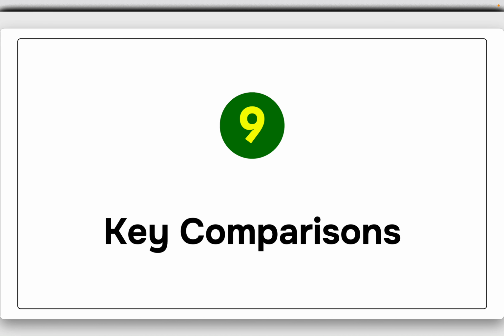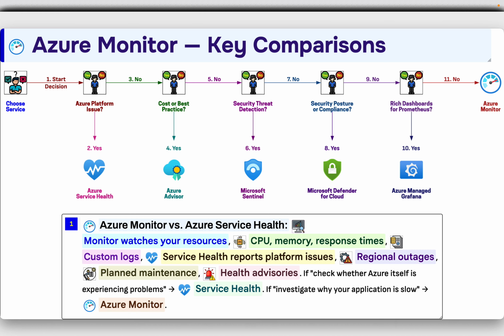Ninth topic is key comparisons. So first one, Azure Monitor versus Azure Service Health. Azure Monitor watches your resources like CPU, memory, response times, and custom logs. Azure Service Health reports Azure platform issues like regional outages, planned maintenance, and health advisories. If the question says check whether Azure itself is experiencing problems, the answer is Service Health. If it says investigate why your application is slow, the answer is Azure Monitor.